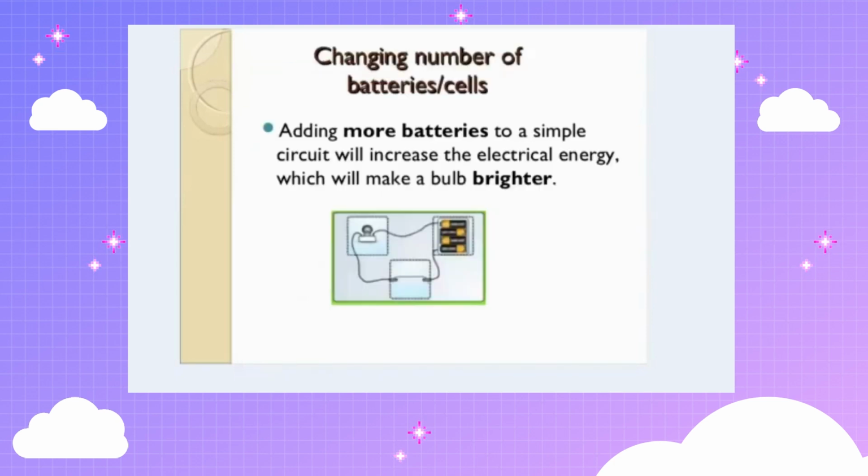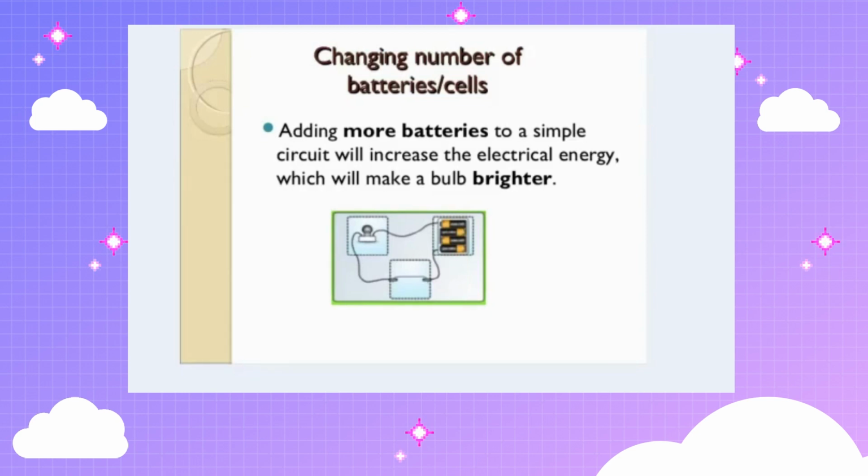Let's move on. Changing the number of batteries and cells. Batteries and cells are the same. That means you can put however many you want in a circuit, 5, 4, 3, 1 or 2. Adding more batteries to a simple circuit will increase the electric energy, which will make a bulb brighter.